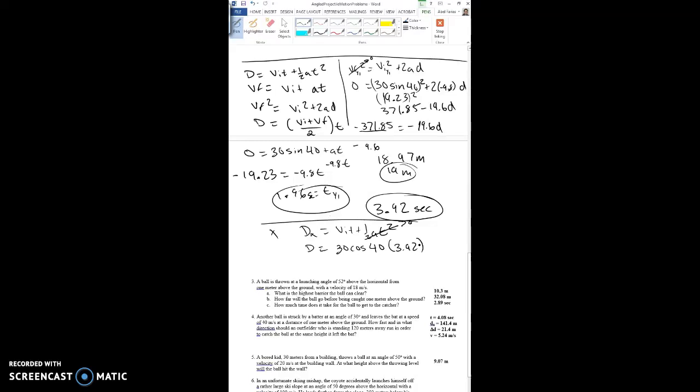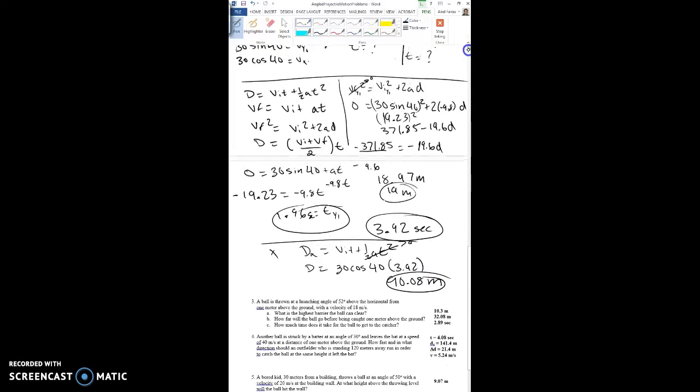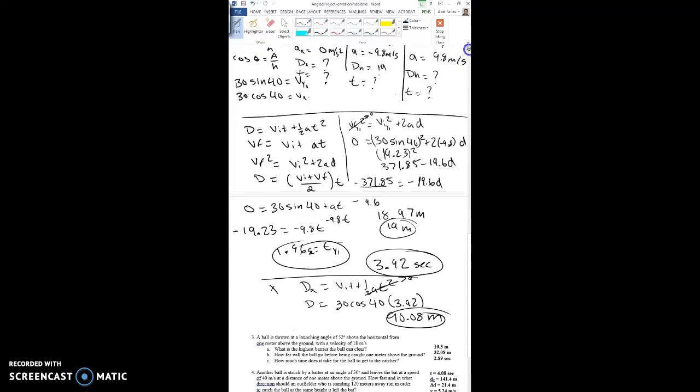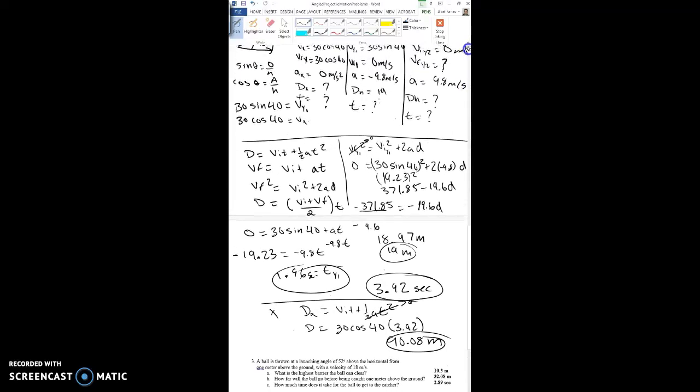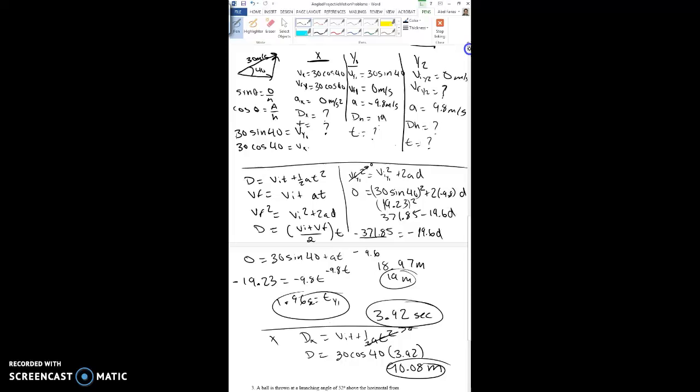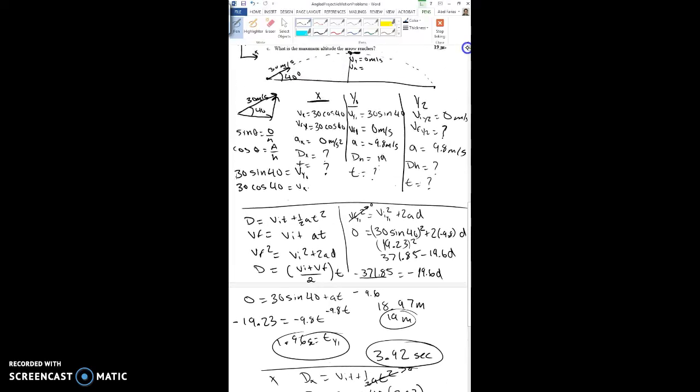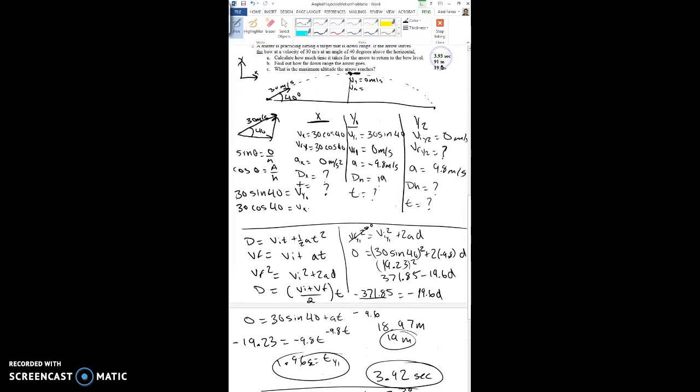So when you do this all together, I calculated my answer to be 90.08 meters. So my range is 90.08 meters. And let's see if that correlates with the answer. In which case, so 91, yes it does.